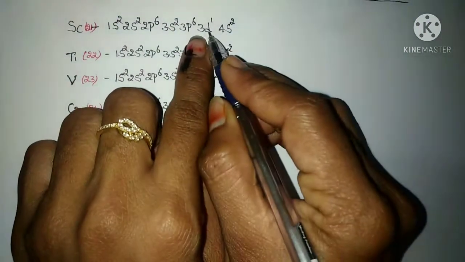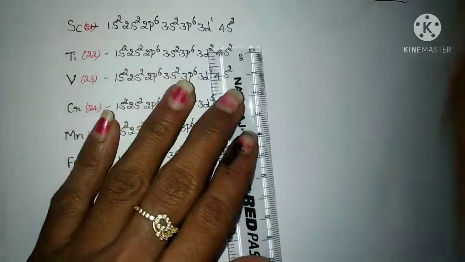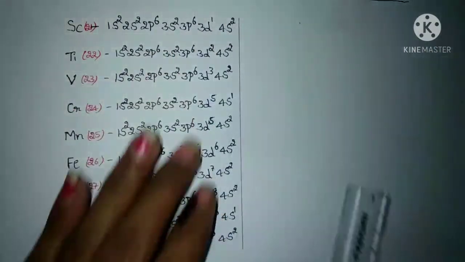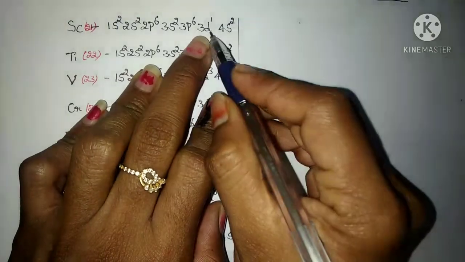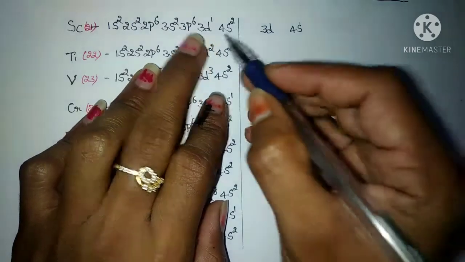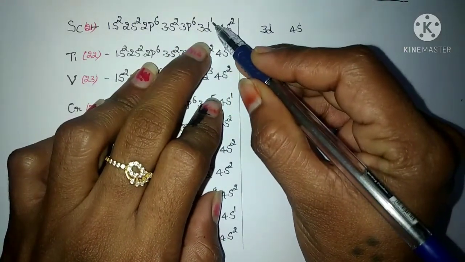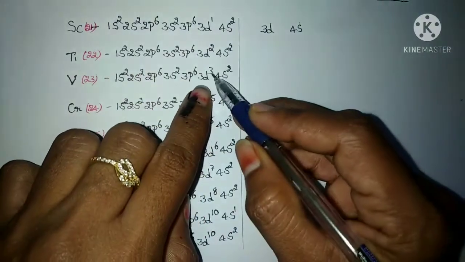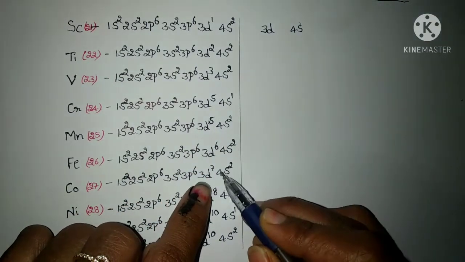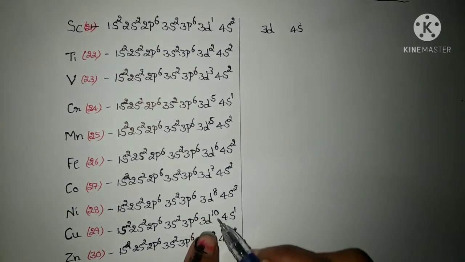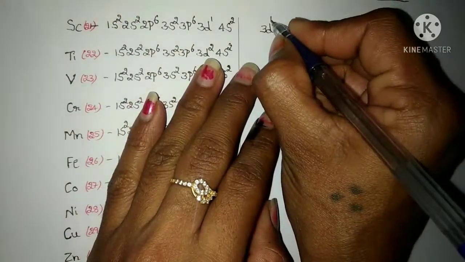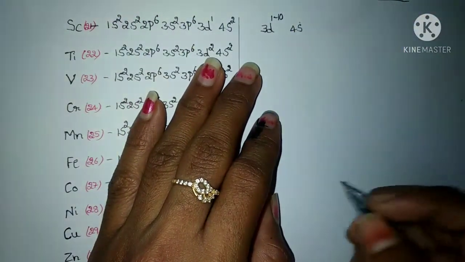Now if you observe, which orbitals can you see here? The 3d orbital as well as the 4s orbital. In 3d, how many electrons are present? In scandium 1 electron, titanium 2, vanadium 3, chromium 5, manganese 5, iron 6, cobalt 7, nickel 8, copper 10, zinc 10. So the number of electrons varies from 1 to 10.